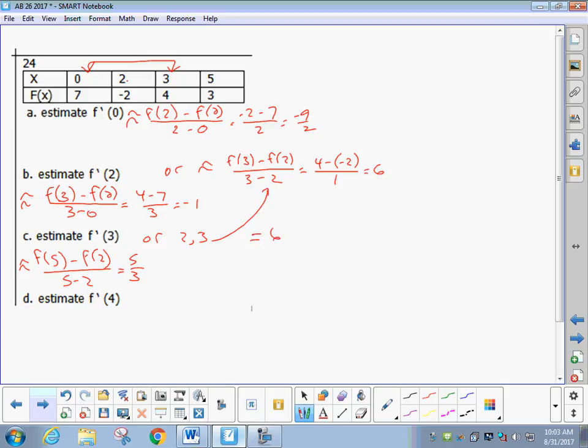Okay, and then f prime at 4. 4 doesn't actually even happen in the table, so what's the only definition I can use? Symmetric. I have to use the symmetric. I have to use a point on either side. And so that's f at 5 minus f at 3 over 2, 3 minus 4. Okay. I think that's all I added on to or replaced.